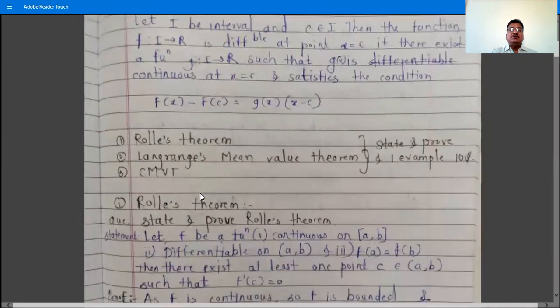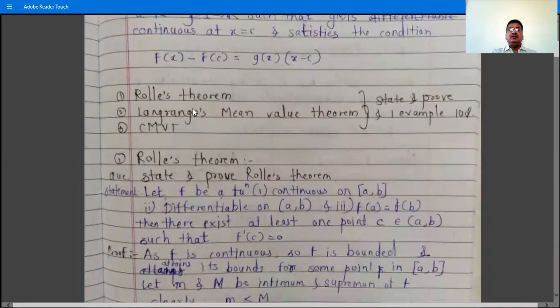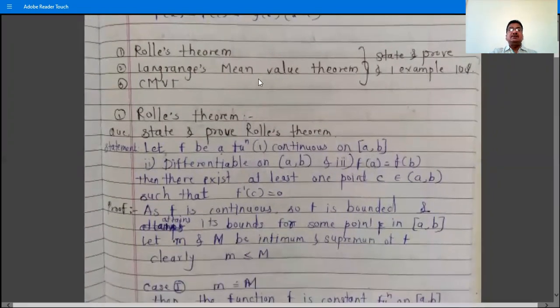Carathéodory's theorem. Next, there are three theorems with proof. What are they? Rolle's theorem, Lagrange's mean value theorem (LMVT), and Cauchy's mean value theorem (CMVT). Out of these, the probability of one theorem coming is 100%. That is, state and prove, and one example is also on this theorem. So as far as the exam is concerned, these three theorems and their examples are important.